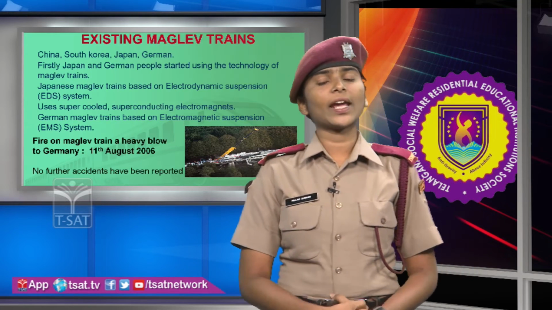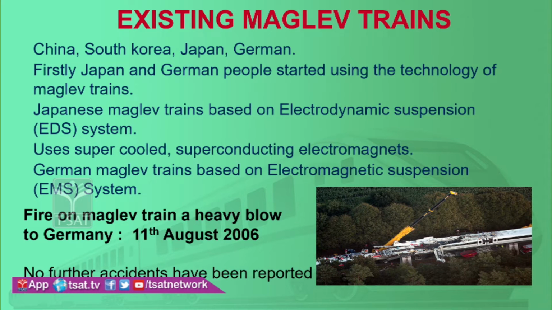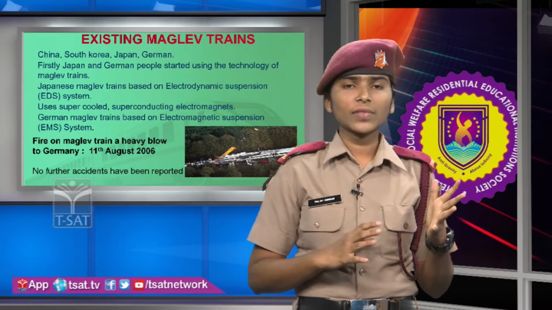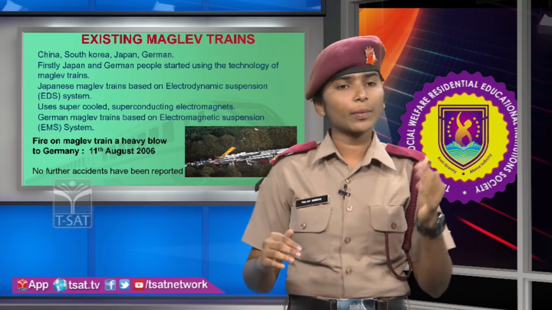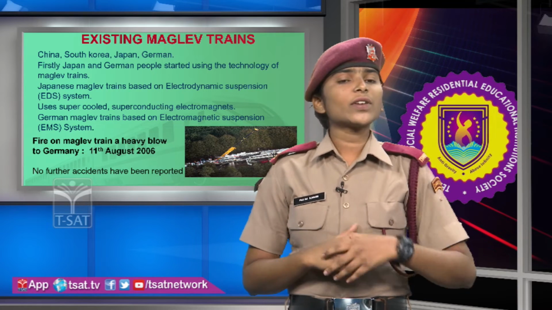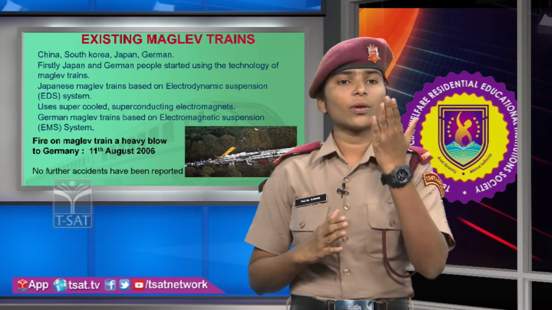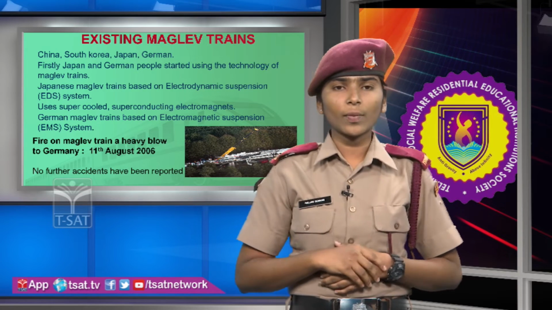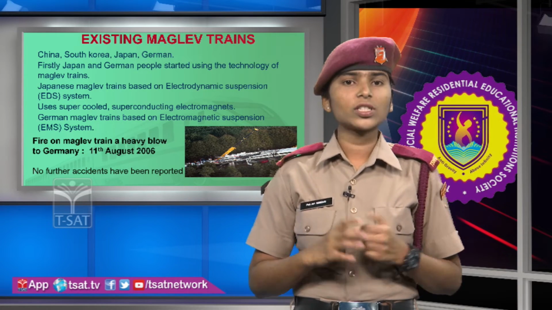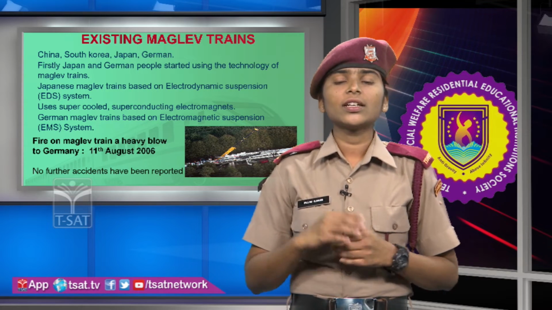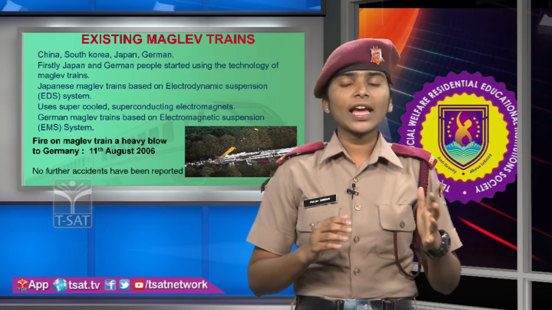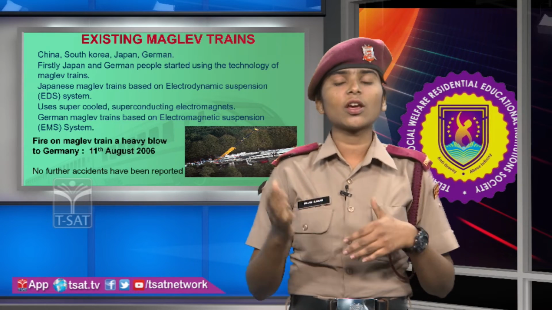Now let me clearly explain existing maglev trains. There are maglev trains in China, South Korea, Japan, Germany, etc. These maglev trains have also become solutions for many countries. In the 21st century, many countries like South Korea, China, and Japan are using powerful electromagnets to develop high-speed trains, which are maglev trains. Firstly, the Japanese used the technology of maglev trains. Then Germany and China also used it.